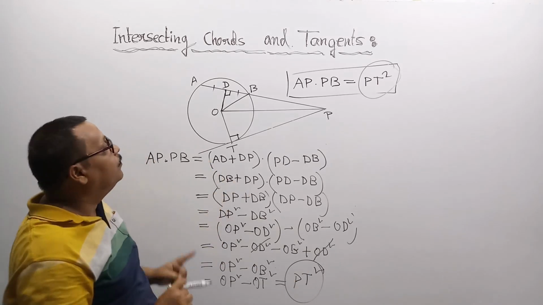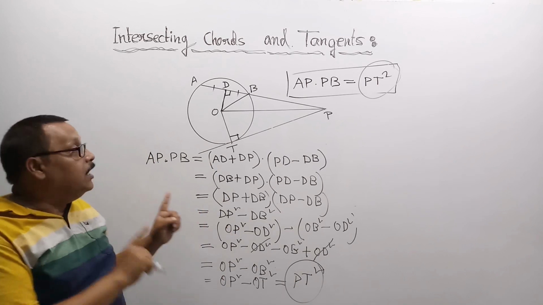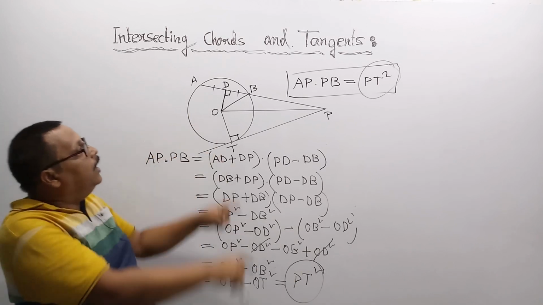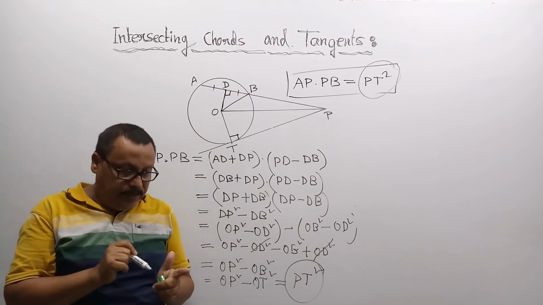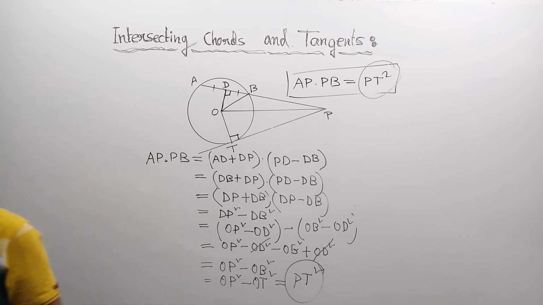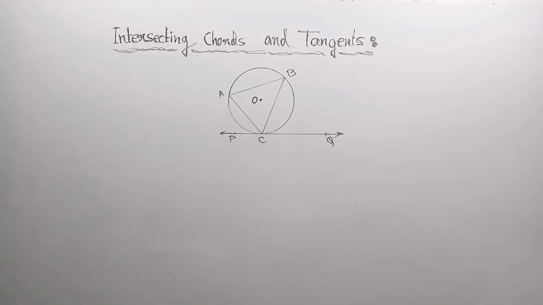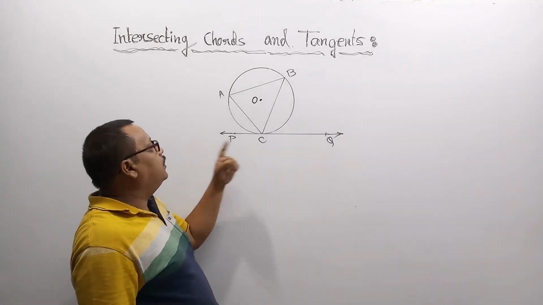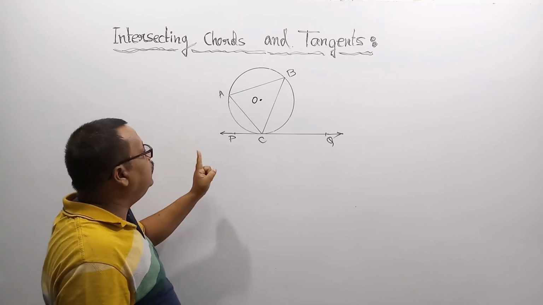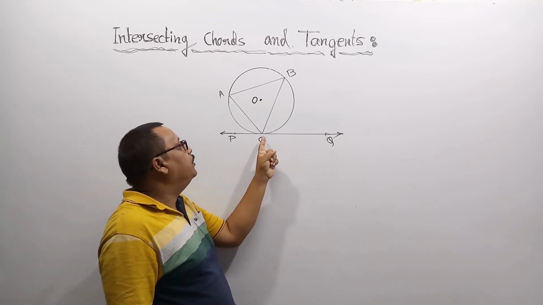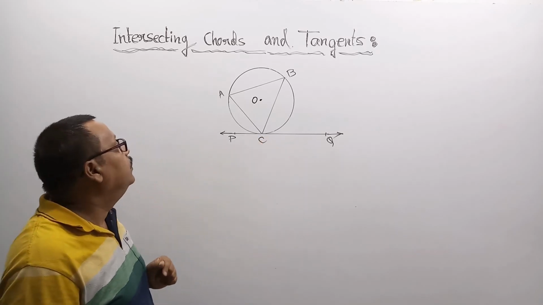Understood? Good. We have to prove another theorem. This is the last theorem for intersecting chords and tangents. After proving that theorem, we will go to the exercise. Okay? Let us draw the theorem first. Here, ABC is a triangle inscribed in a circle centering at O, and PQ is a tangent to this circle, with point of contact at C.